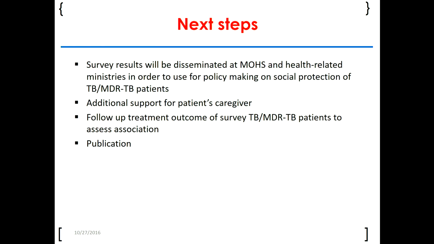These are the next steps. Survey results will be disseminated at the Ministry of Health and Sports and other health-related ministries in order to be used for policy making on social protection of the patients. We might consider additional support for patients' caregivers, and we have to follow up the treatment outcome of the survey patients in order to assess the association between the catastrophic cost and their treatment outcome. And finally, we'll proceed to publication.